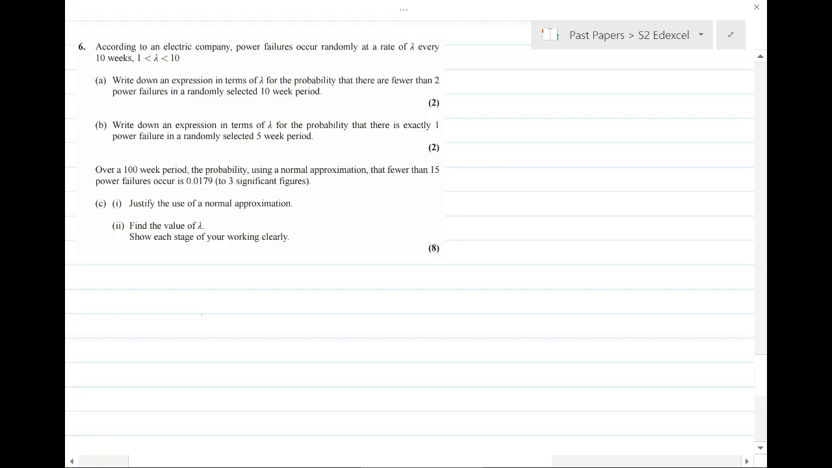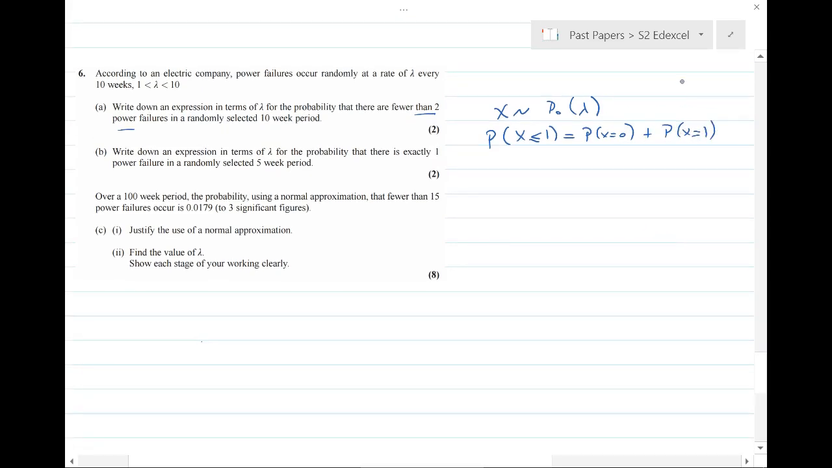So question 6 is Poisson distribution. Electric company power failures occur randomly, at a rate of lambda every 10 weeks. Write down an expression in terms of lambda for the probability that there are fewer than 2 power failures. So let's call X Poisson lambda. The probability that there's fewer than 2 means less than or equal to 1, which is obviously the probability that X equals 0, plus the probability that X equals 1.